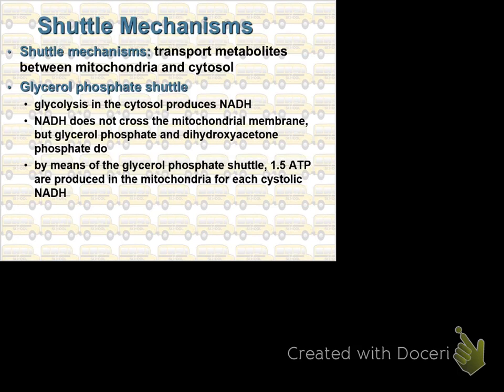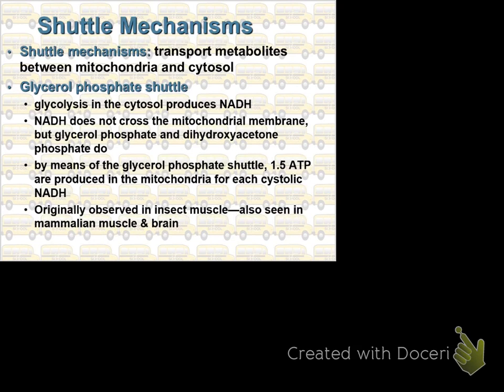The glycerol phosphate shuttle only produces 1.5 ATPs for every NADH. But if you remember, we've already been saying that you can get up to 2.5 ATPs for every NADH. So what do you suppose is happening here? Why is it that we get short-shrifted, so to speak? What else must be being used here? Where have we seen the 1.5 ATPs before? It's FADH2. So what this means is the NADH electrons from the cytosol ultimately get passed to an FADH2, or to form FADH2 inside the mitochondrial matrix. Originally, it was found in insect muscles, but our muscles can do it as well as our brain. Our brain uses the glycerol phosphate shuttle.